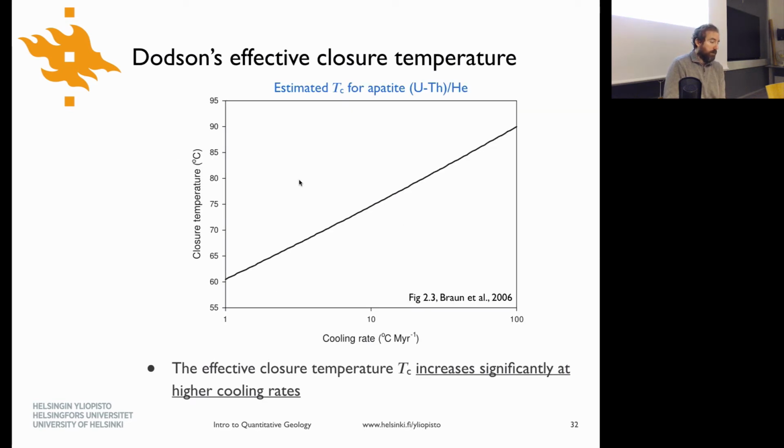If you do that, essentially what you can do is end up with plots like this that show, for instance, the cooling rate from 1 to 100 degrees C, and the closure temperature for this apatite system with helium inside the crystal, going from about 60 degrees up to around maybe 90 degrees at 100 degrees C per million year cooling rate. And so you can easily see the effect of this cooling rate on the closure temperature with this equation for calculating closure temperature using Dodson's approach.